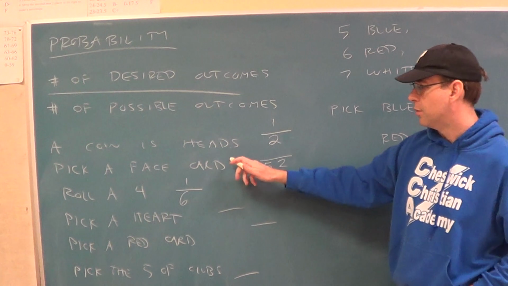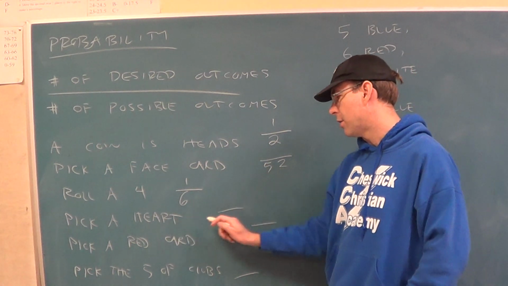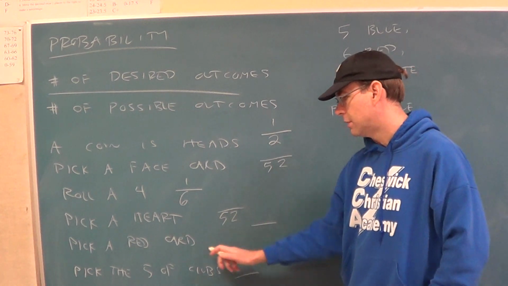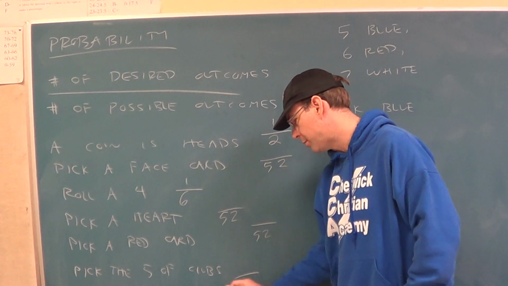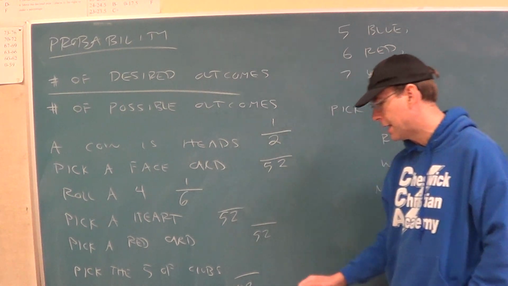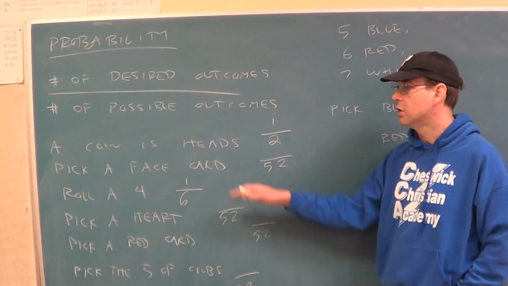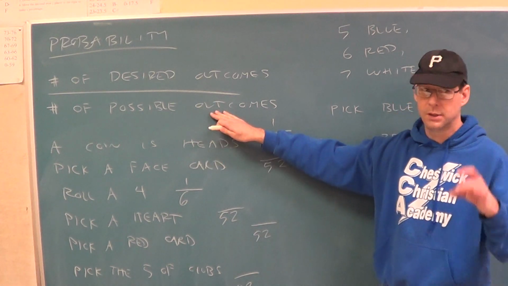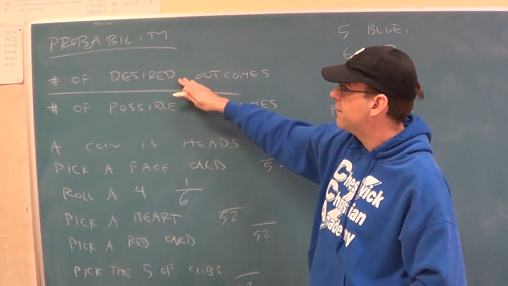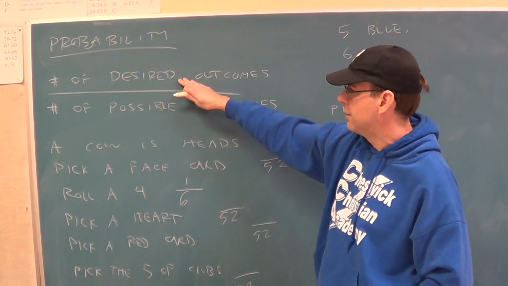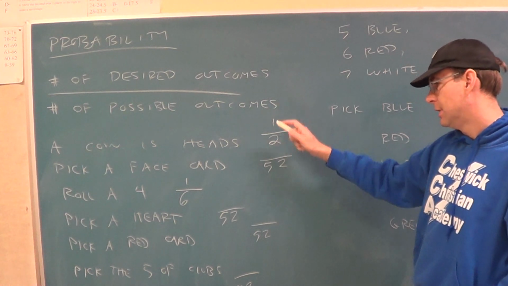So if I tell you to pick a face card, we're going out of 52. I tell you to pick a heart, we're out of 52. I'm telling you to pick a red card, we could go out of 52. I'm telling you to pick the 5 of clubs, we're taking that out of 52. Anything with the deck of cards, you could count it out of 52. So there's 52 possible cards in the deck that you could pull. On top, all the tops are going to be different because there's a different count on all these different scenarios that I gave you there.